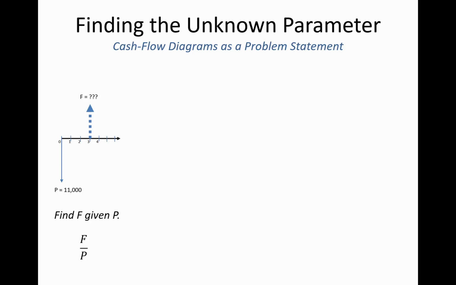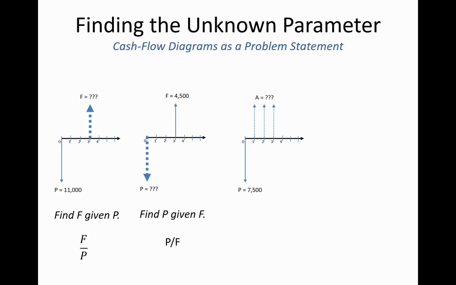We have to get in the habit of standardizing the way that we translate a cash flow diagram into this symbology at the very bottom, because it's this symbology that we'll use for problem solving. So when you see a cash flow diagram like this, what you should write down is find P given F. So this is a P/F problem. Okay, now what about this one? Find A given P. So that makes this an A/P problem.